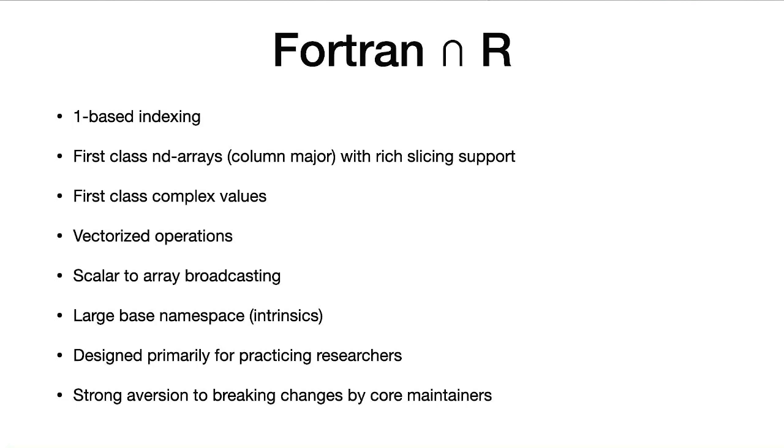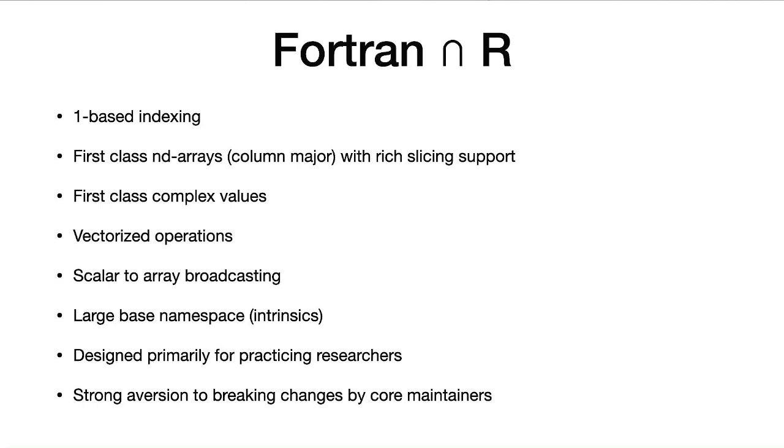The other way it comes through is that there is quite a bit of overlap in semantics and syntax and even culture between Fortran and R. And this comes through in some technical ways, like for example, one-based indexing, first-class support for arrays with the same exact memory layout and very similar slicing operator or subsetting operator, first-class complex values, vectorized operations on those arrays, scalar broadcasting, so if you multiply a scalar and an array, that just works. The base namespaces of both these languages come fully populated with everything you need to do math.